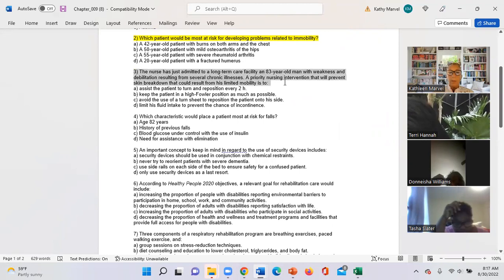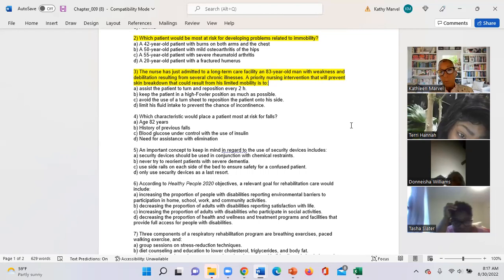Okay, let's do number 3. And again, this is all in your readings. So if you haven't reviewed it, you may not know the answers. But that's why I want to go through it, to see where we're at.